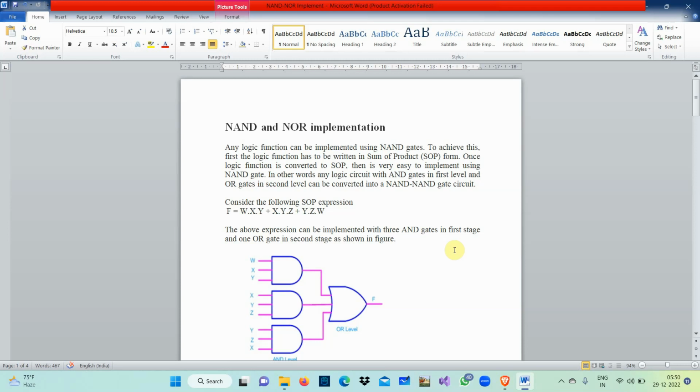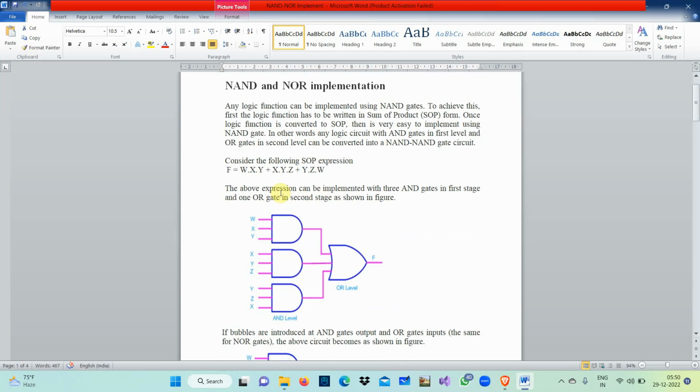Now let us take an example. Suppose a logic function f is written as w into x into y plus x into y into z plus y into z into w. So this is the logic function. Suppose the output is coming like this. The above expression I have to convert to an AND gate circuit.